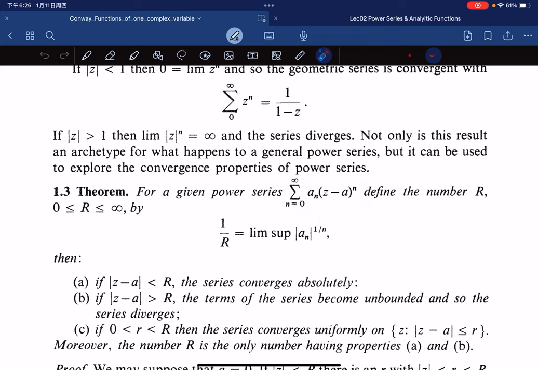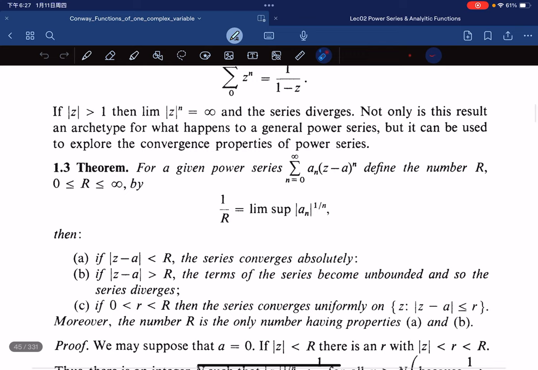If it's greater, then the series diverges because the terms become unbounded. The necessary condition for a series to converge is that the terms converge to zero, right? If the terms become unbounded, then the series, of course, must be diverging. We use the contrapositive.